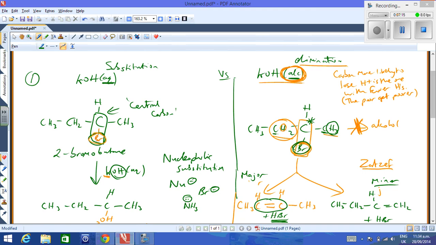But the key point we're trying to make here is that just from that change from aqueous potassium hydroxide to alcoholic potassium hydroxide, we are now encouraging the formation of an alkene rather than an alcohol from before.